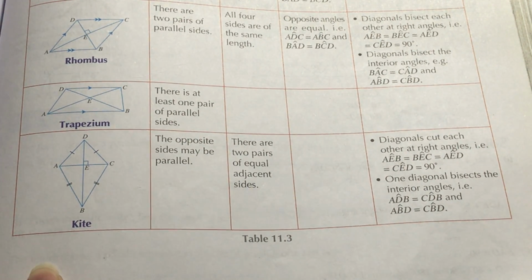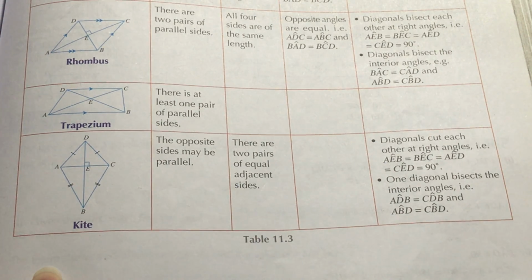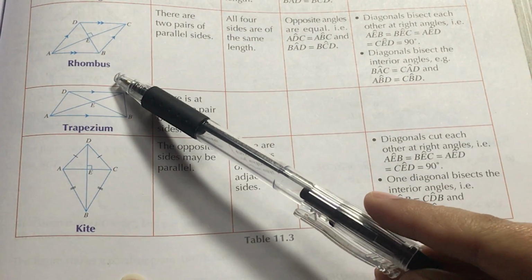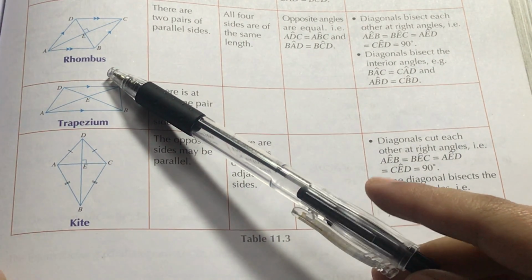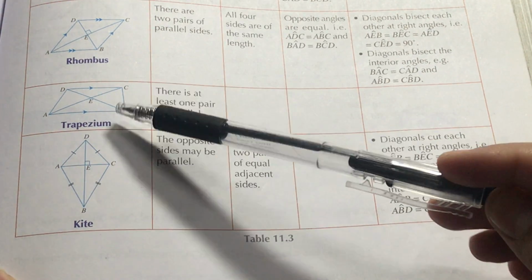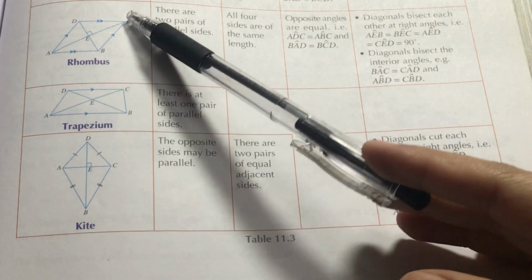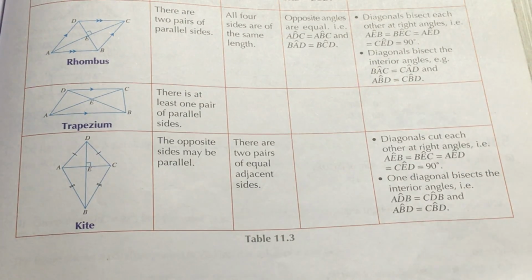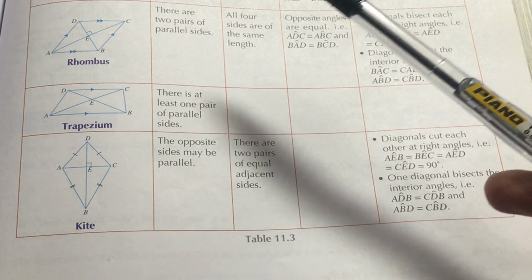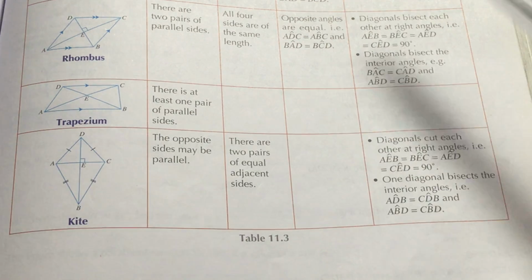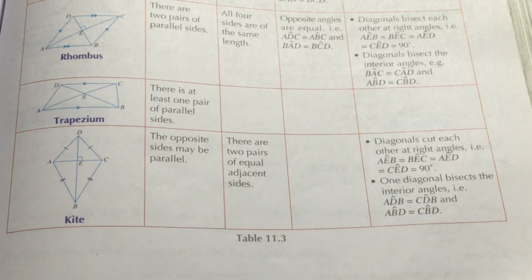Open your books at page number 270 for better understanding. Students, a rhombus. Some properties are similar with a square. In a rhombus we have four equal sides, and in a square we have four equal sides. In a rhombus we have two pairs of parallel sides, and in a square we have two pairs of parallel sides, right?